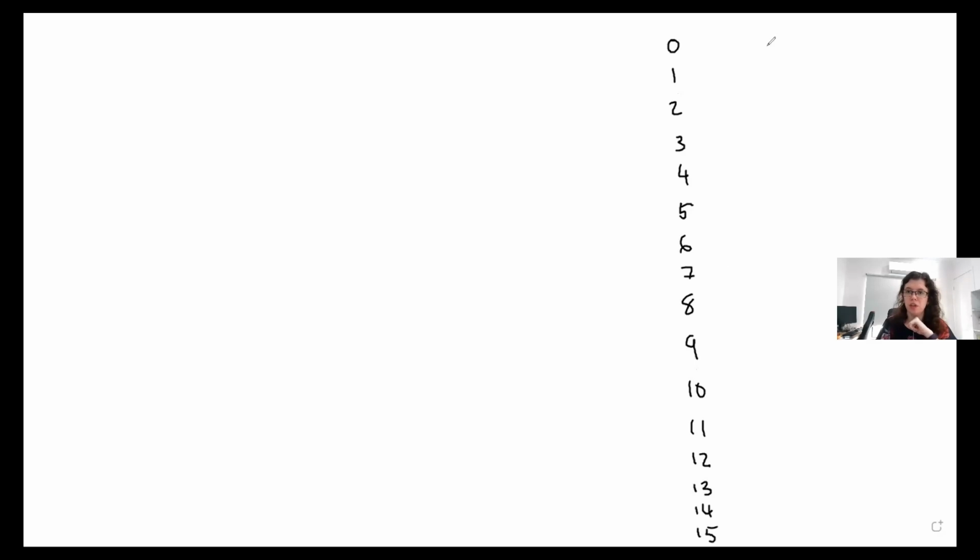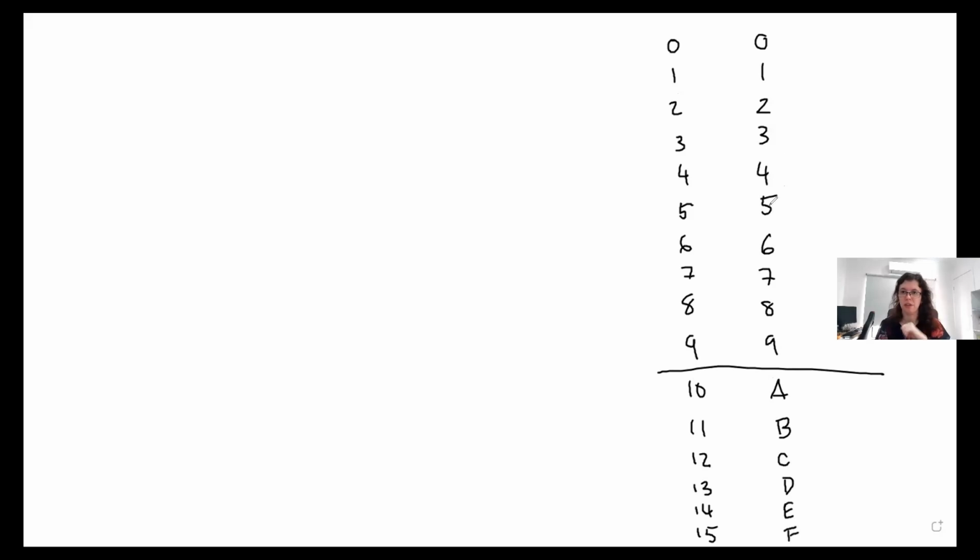Okay, so the first 9 numbers are exactly the same. They're represented by their actual number. Once we get past 9, we switch to letters: A, B, C, D, E, F. So that's the hex system. This side is like our decimal, and this side is like our hex representation.